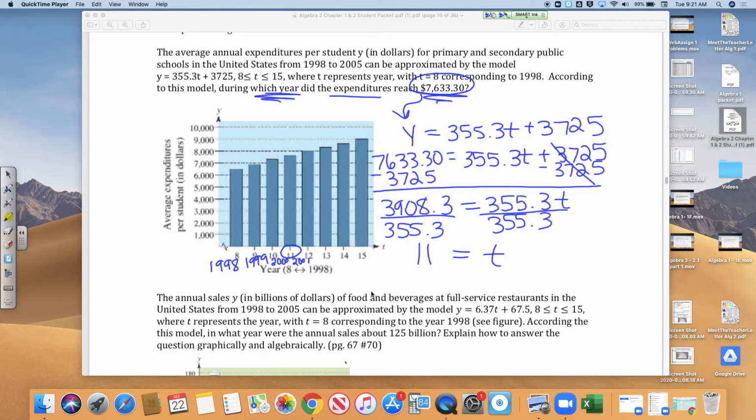We can also tell from the graph that the answer would most likely be 11 or 2001, because looking at the bar graph here, we can look for the bar that's in between 7,000 and 8,000, and it's this one right here. So we can kind of see from the graph as well that it would be that problem.